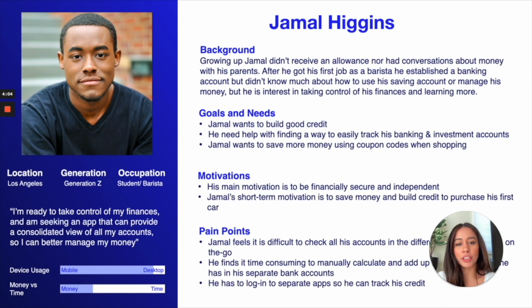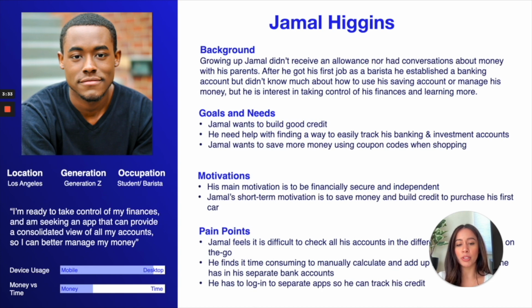Some of Jamal's goals and needs are: Jamal wants to build good credit. He needs help with finding a way to easily track his banking and investment accounts. And Jamal wants to save more money using coupon codes when shopping. His motivations are: he wants to be financially secure and independent. Jamal's short-term motivation is to save money and build credit to purchase his first car.